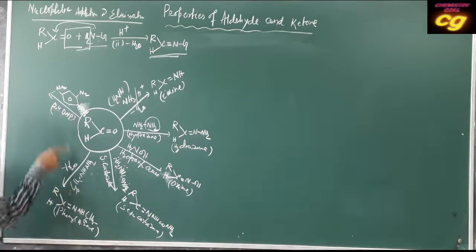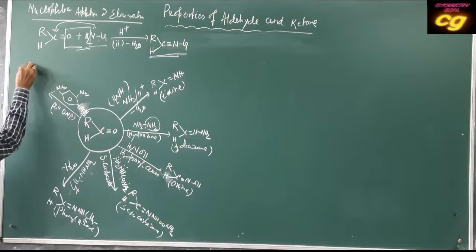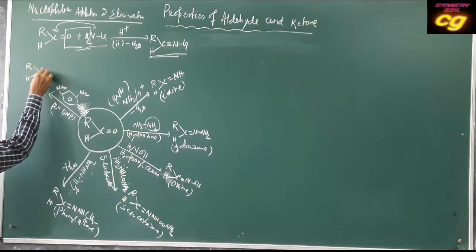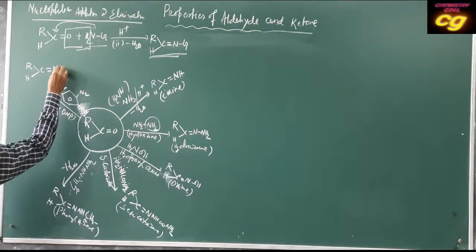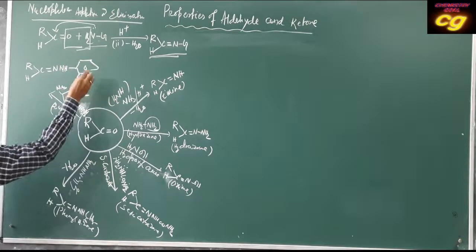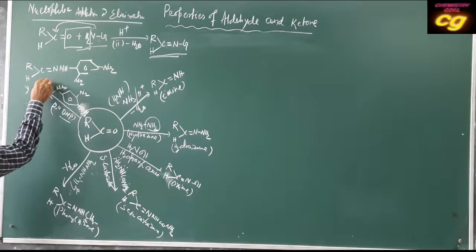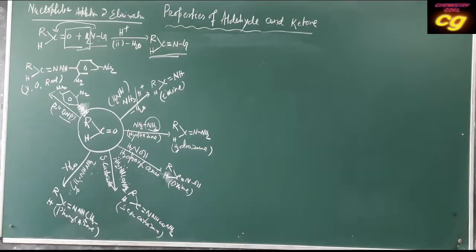Then the derivative of phenylhydrazine has nitro at 2 position and 4 position, so 2,4-dinitrophenylhydrazine. If you take an aldehyde, C double bond, then it will start from here N, then NH, then the benzene ring. 2 position is NO2 and 4 position is NO2. So this is the 2,4-DNP derivative. 2,4-DNP means dinitrophenylhydrazine. Its color may be yellow, orange, or red; a derivative of yellow, orange, or red color will be obtained.